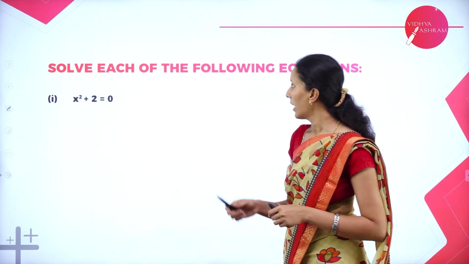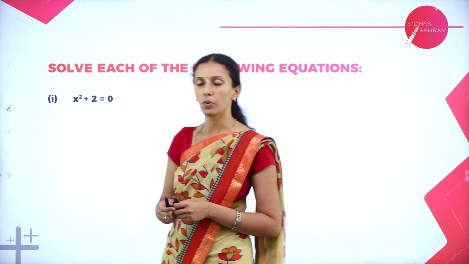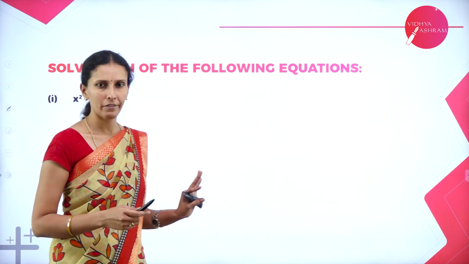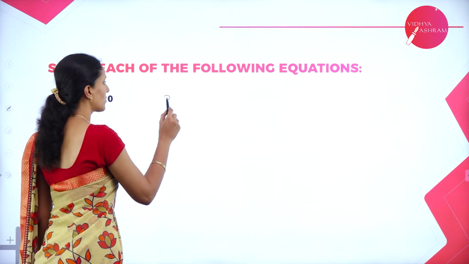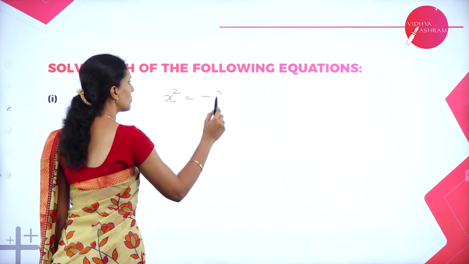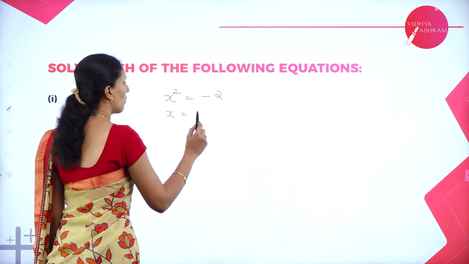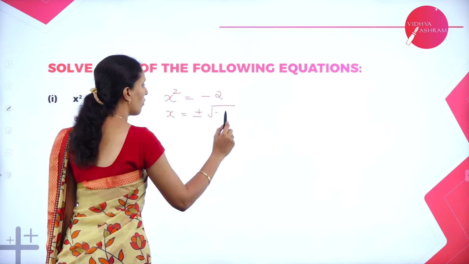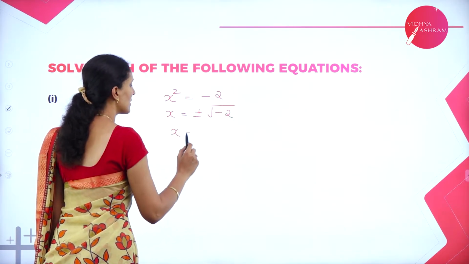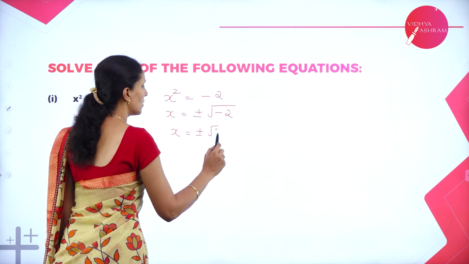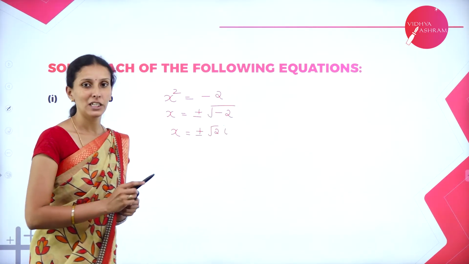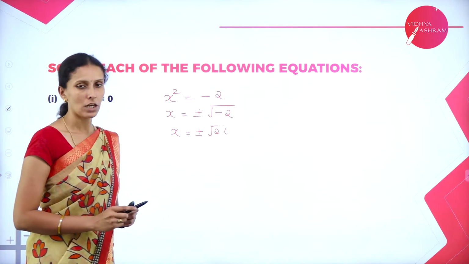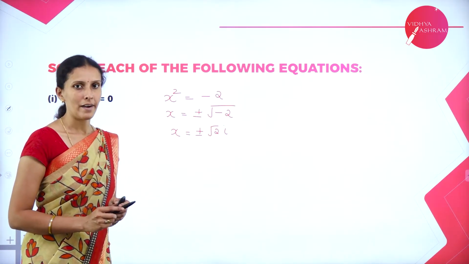So we have x square plus 2 is equal to 0. So directly we can solve without using the formula. So let us shift: x square is equal to minus 2. x is equal to plus or minus root of minus 2, or x is equal to plus or minus root 2 into i, because root of minus 1 can be written as i. This is the solution for the given complex quadratic equation.